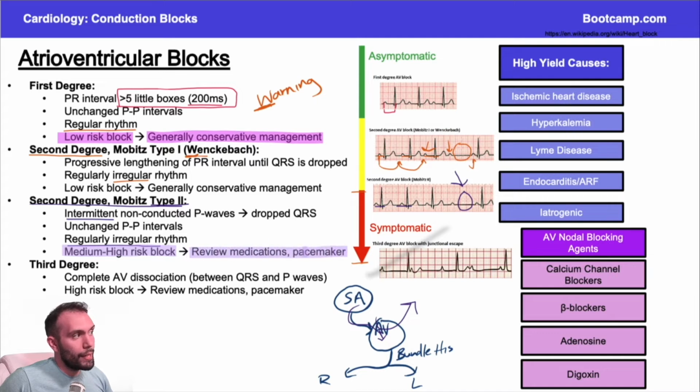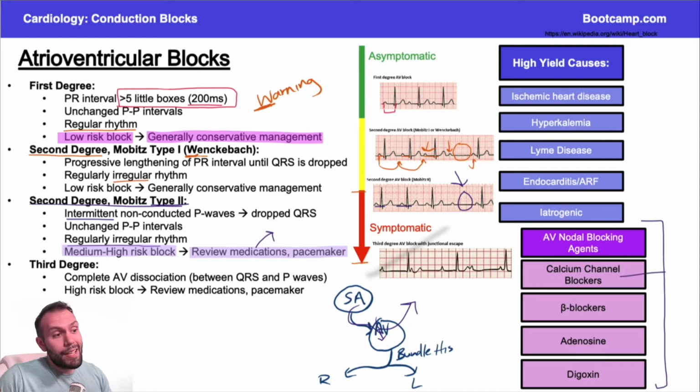Usually, you know, you'll look in the medications. Are there any AV nodal blocking agents? And we've talked about these a few times. So the classic AV nodal blocking agents, I'll just jump to them here. Calcium channel blockers. Remember, verapamil, diltiazem, they're going to inhibit the L-type calcium channels. Those are going to be used, again, in your pacemaker potentials, in your depolarization phases.